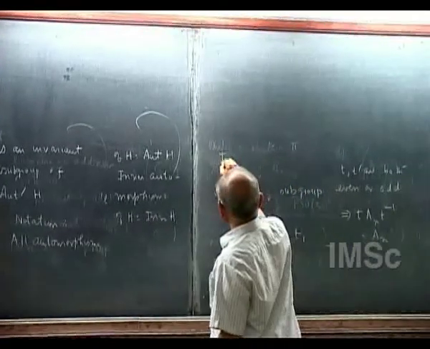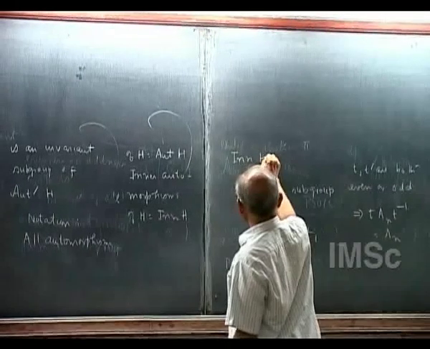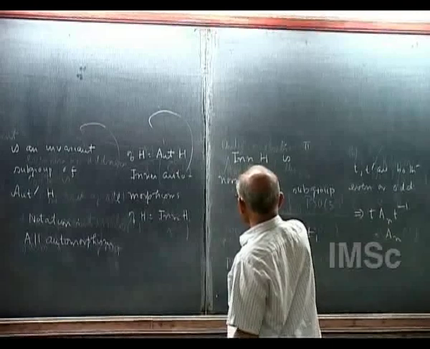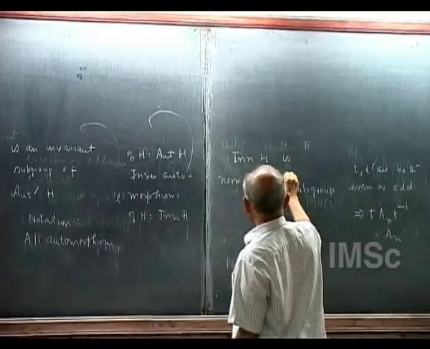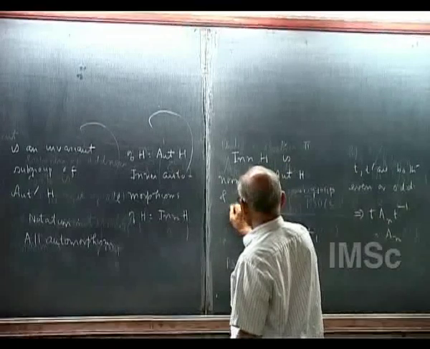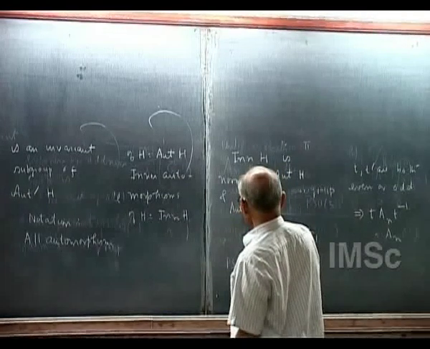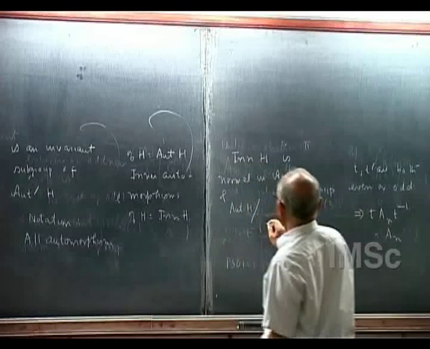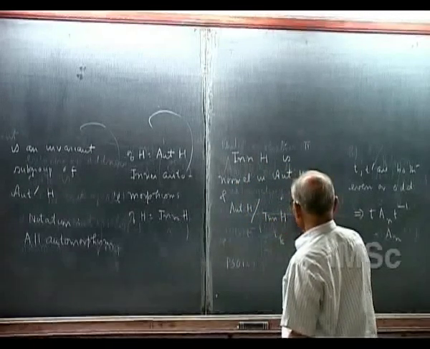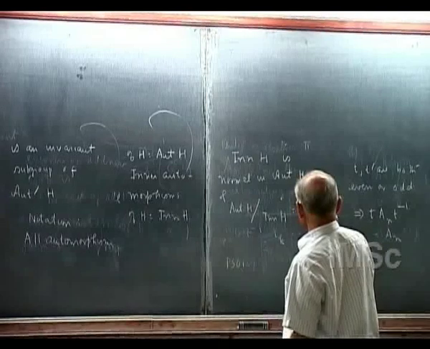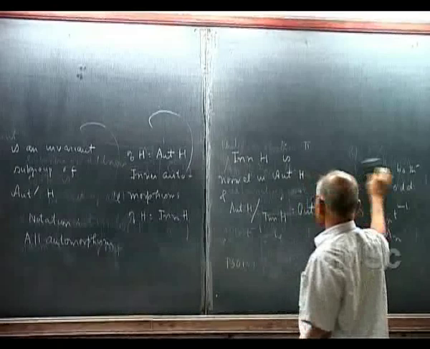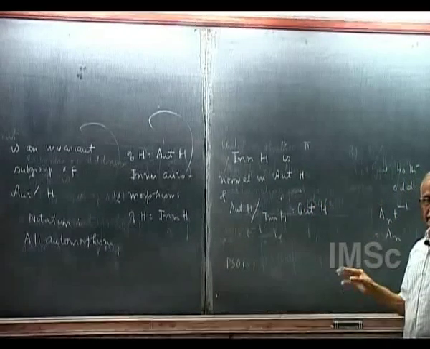Inn H is normal in Aut H, and the quotient is called the outer automorphisms. It's called outer automorphism, Out H. This structure happens.